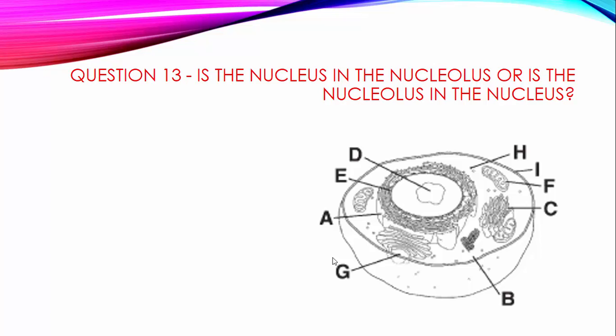Number 13, is the nucleus in the nucleolus, or is the nucleolus in the nucleus? Well, the nucleolus is inside the nucleus, so E, right here, we have the nucleus. D is the nucleolus. A, here we have the rough endoplasmic reticulum. You gotta look close to see the dots on it, and I will tell you on your test what has dots and what does not. The smooth endoplasmic reticulum is right over here. Here we have the mitochondria. Here we have the Golgi apparatus. B is not pointing to anything. It's pointing to the open space. The open space is the cytoplasm.